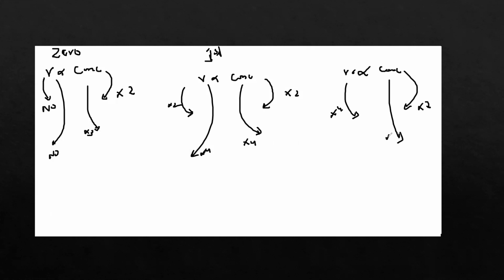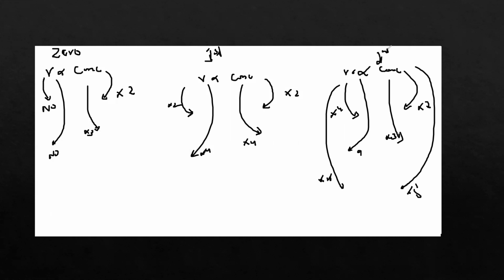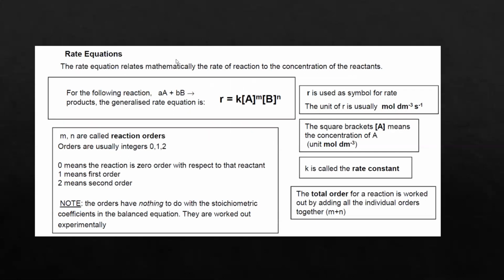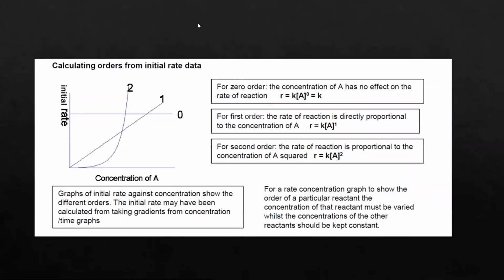If we triple the concentration, the rate will increase by 9. If we multiply the concentration by 5, the rate will increase by 25. So that is for the second order reaction. So when we sketch a graph for the initial rate and the concentration, for a zero order, what will you observe?